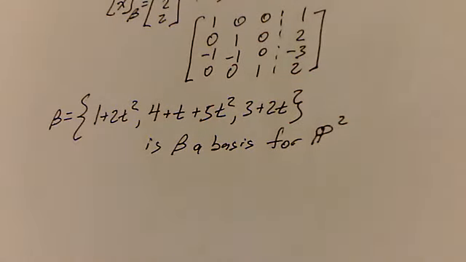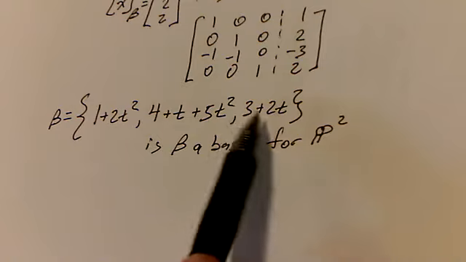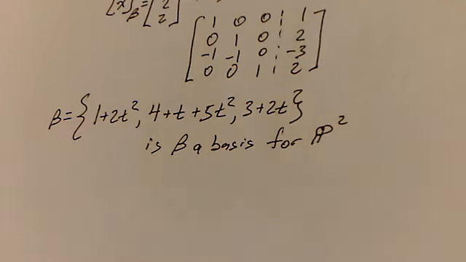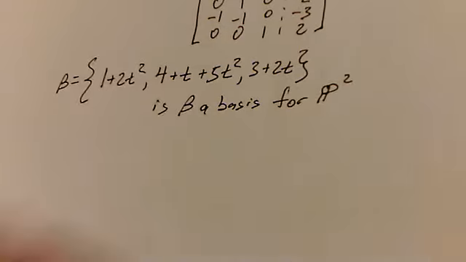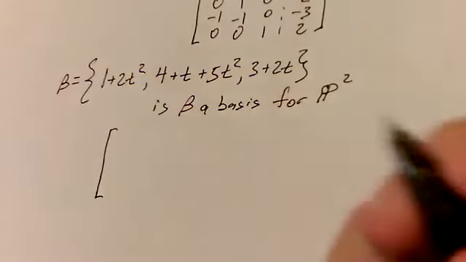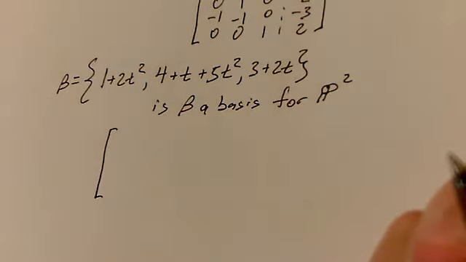Now remember, P2 is all the polynomials of degree at most 2, which is analogous to R3. So the fact that I have 3 vectors means it's a possibility. R3 is 3-dimensional, so I need at least 3 vectors if it's going to be a basis. I've got my 3 vectors. I want to figure out if they're a basis, so I want to use my matrix notation to check if they're independent.